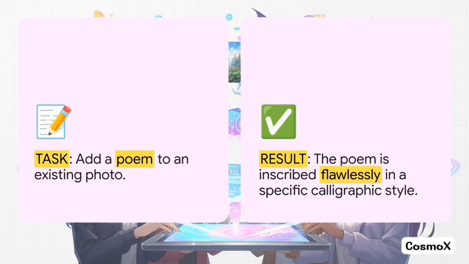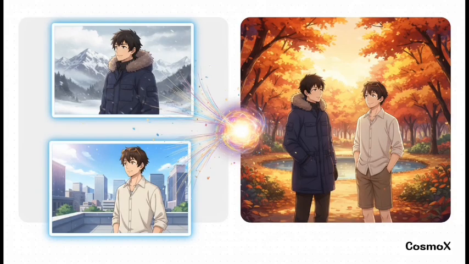You could, say, upload a photo and just ask the model to inscribe a poem onto it in a very specific calligraphic style. It'll analyze the image and add the text as if it were always a part of the original shot. It's seamless. It could even combine subjects from multiple photos into one totally coherent scene. Like in this example, it took two separate images of the same character and just merged them. And notice, it didn't just copy and paste. No way. It created a unified background and it adjusted the lighting and perspective to make the new composition feel completely natural.